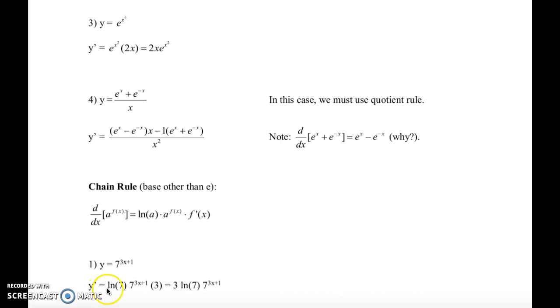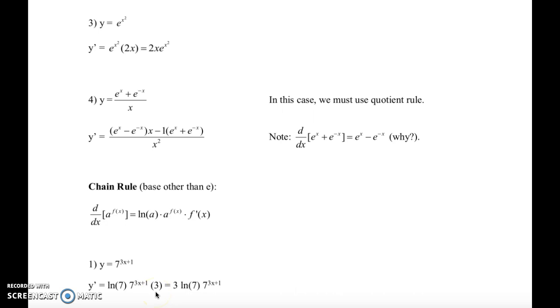All right, so an example of this: if we have 7 to the 3x plus 1 power, our rule is that the derivative is ln of 7, the base, times the base to the exponent, so 7 to the 3x plus 1. And then we have to multiply that, because it's a chain rule within, times the derivative of 3x plus 1, which is just 3.